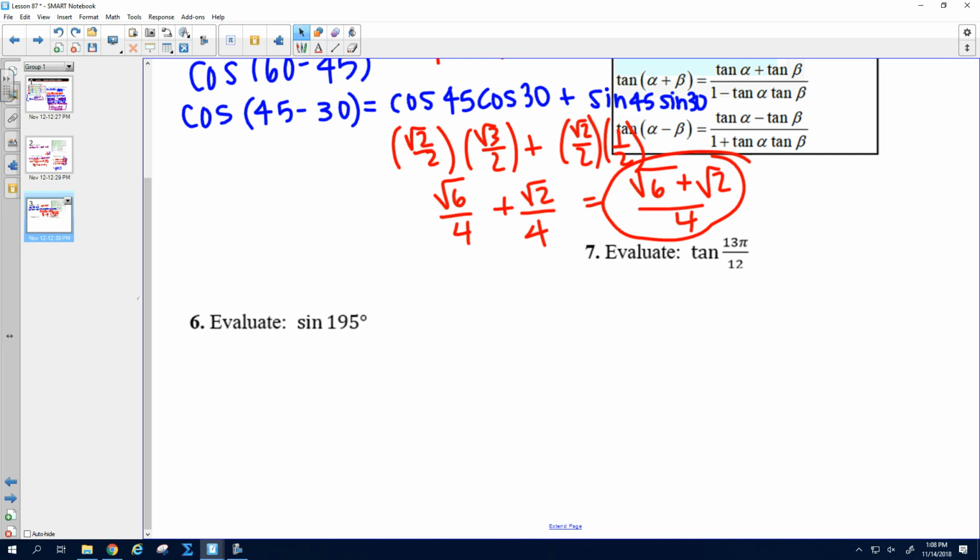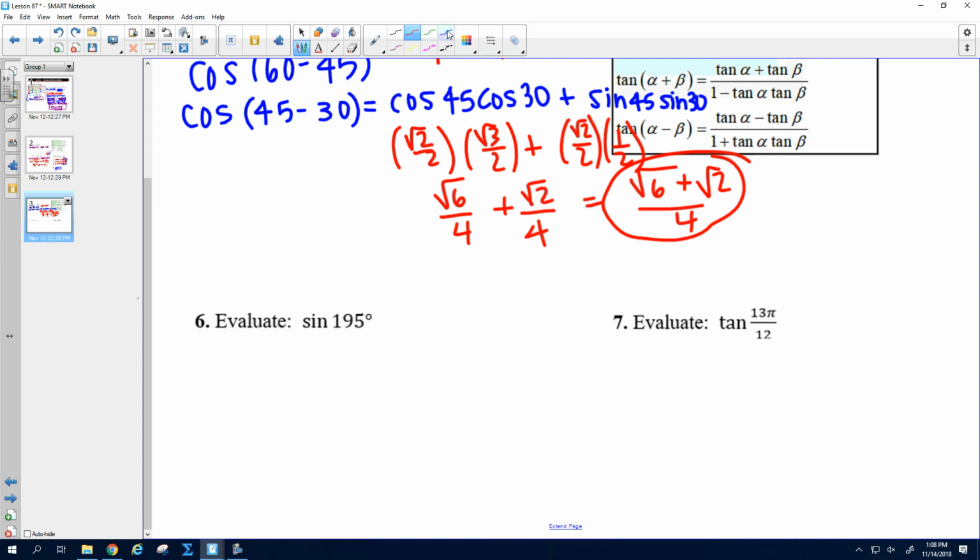All right, now I have sine of 195. Again, that's not on the unit circle, so I need to figure out two things, either adding or subtracting, to get 195. One thing that I would do if it ends in 5 is try to do 45. If it ends in 5, do 45, because 30s and 60s don't work. So if it ends in 5, then think about 45 and what number gives you 195. That would be 150 and 45.